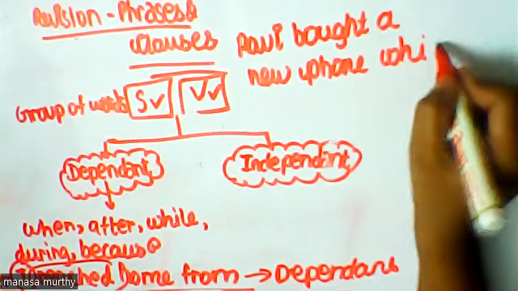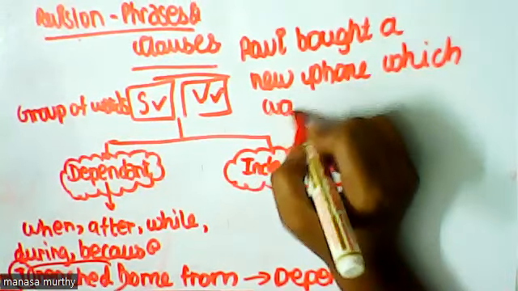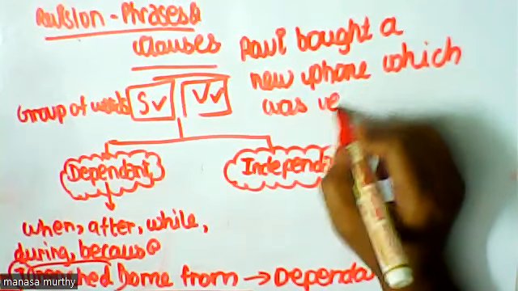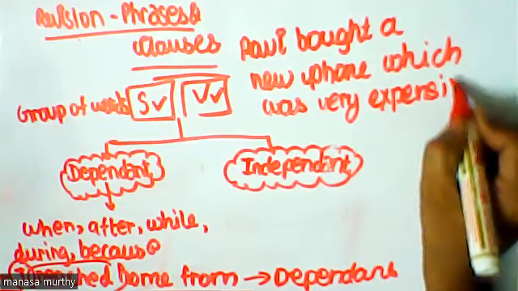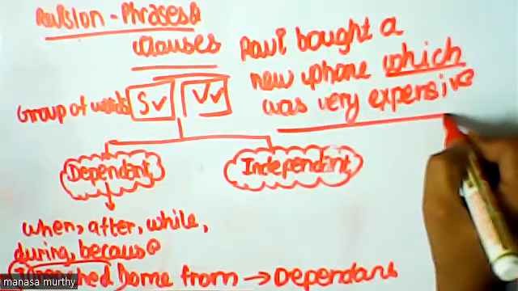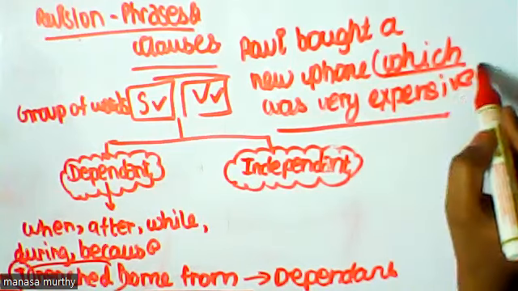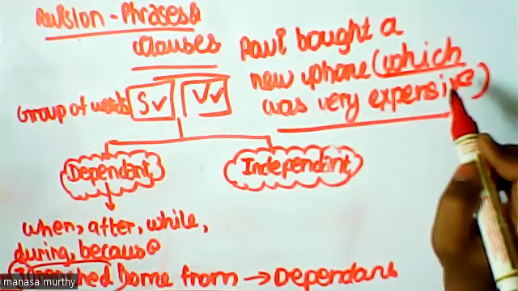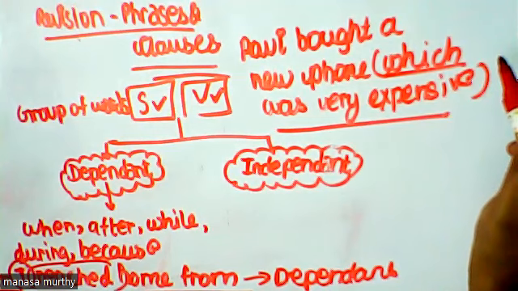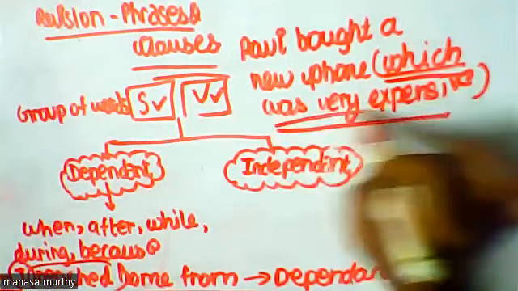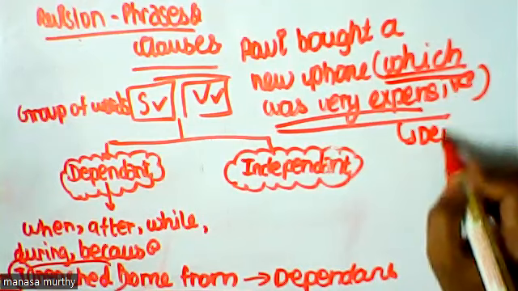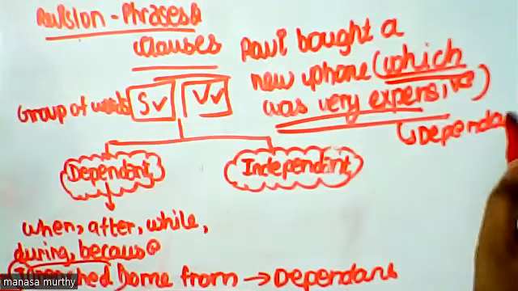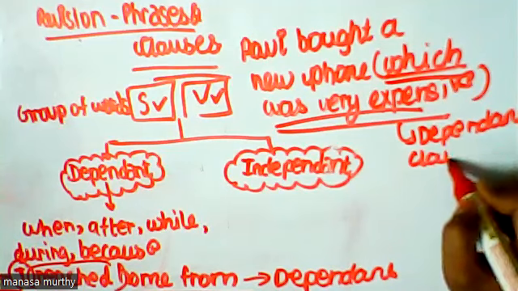It was very expensive. Here, the dependent clause is coming in the second half of the sentence. You can write any sentence, but if I write only this sentence, I will call it a dependent clause, and I require one more sentence to give a complete meaning to it.